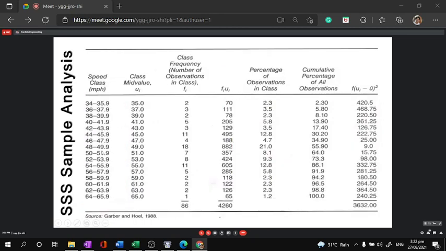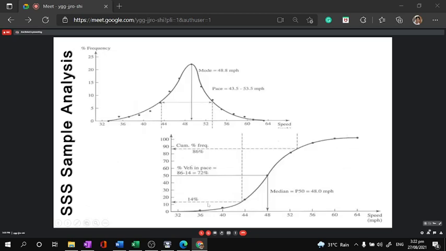So what you have is a very nice speed class interval, class mid value, class frequency, percentile, cumulative, and the standard deviation. So that you'll be able to do your median, 50 percentile, cumulative 86 and 60% or 72 percentile, and the normal curve.